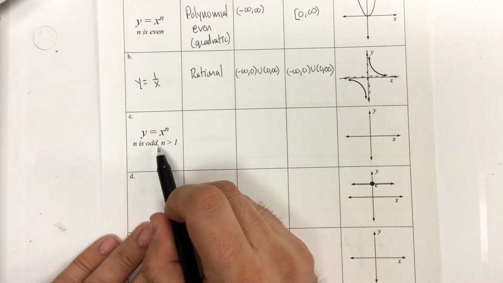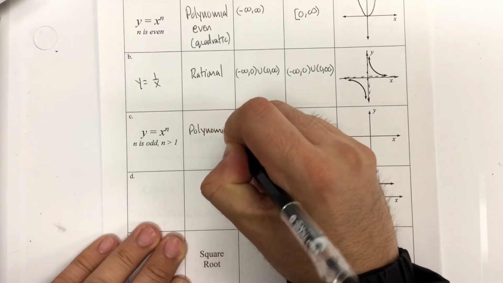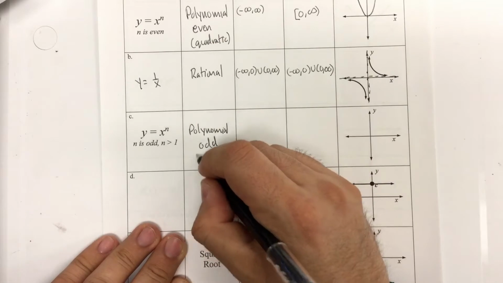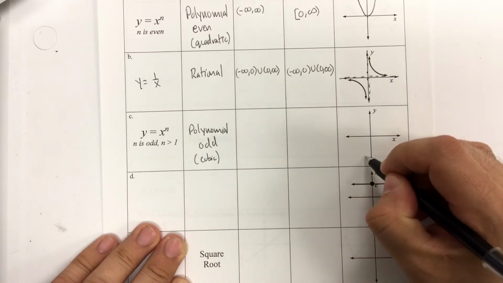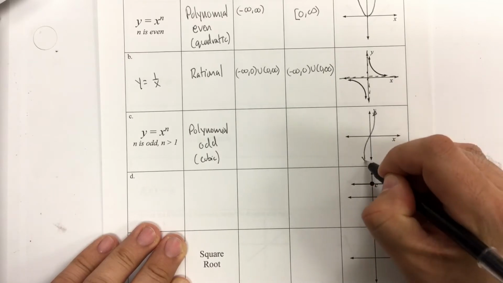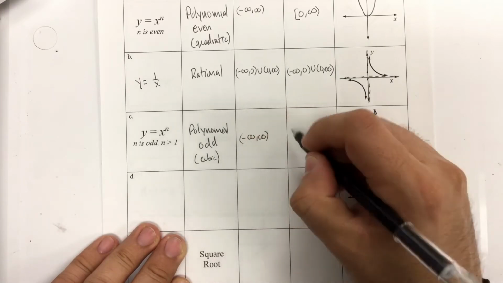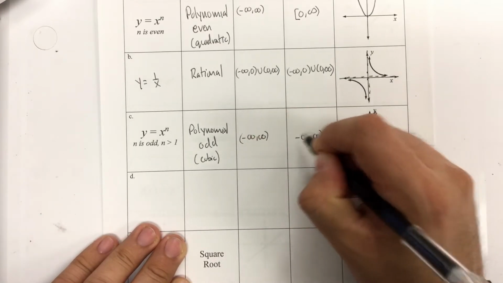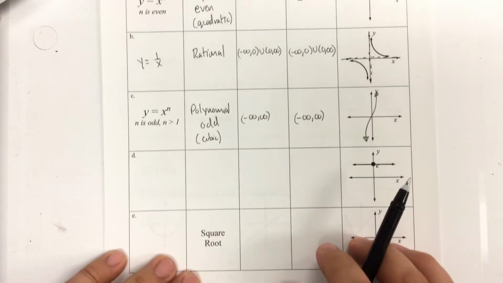X to the n is odd, so this is polynomial odd, or we refer to it as cubic. So the graph looks like that. The domain and range are both all real numbers. Recall that you cannot put brackets on infinities because we don't know the exact value for them.